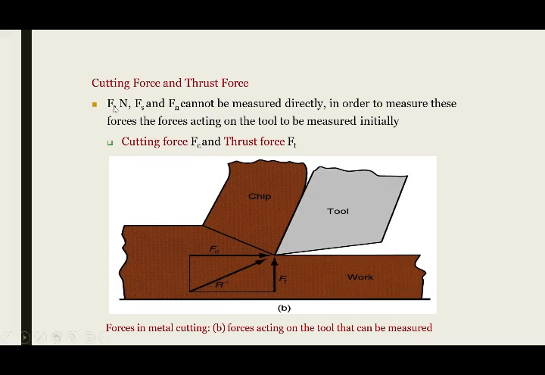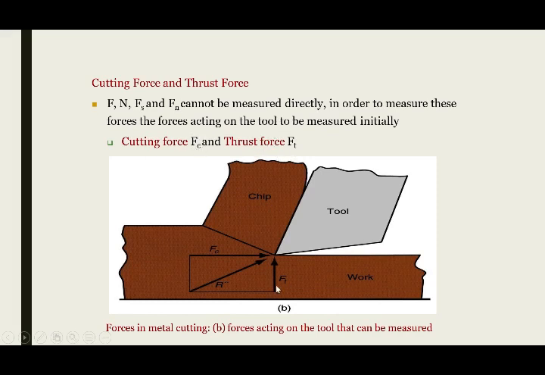Now capital F, the frictional force, normal to frictional force, shear force, and normal to shear force, cannot be measured directly. In order to measure these forces, the forces acting on the tool must be measured initially, that are cutting force and thrust force, as earlier we have discussed in lathe and 2D machining. In lathe you may find thrust force and one more axial force, but in 2D orthogonal cutting we are considering only cutting force and thrust force.